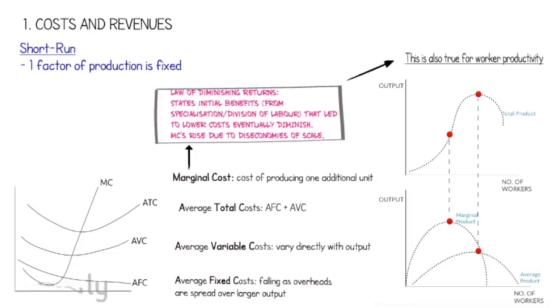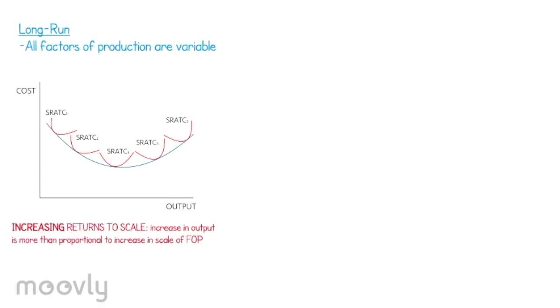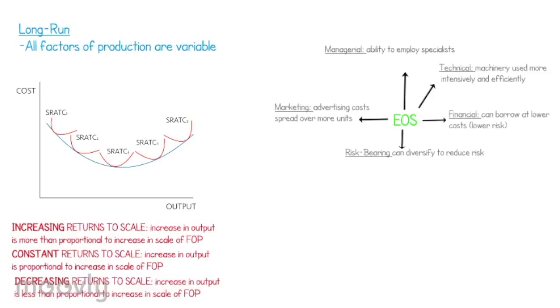The law of diminishing returns is what causes the marginal cost curve to rise, and it's also what causes worker productivity to fall eventually. In the long run, all factors of production are variable, therefore it's possible to move from one short-run average cost curve to another.